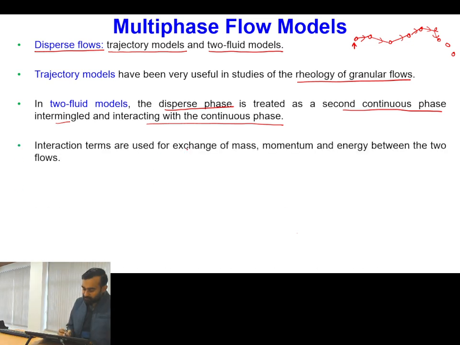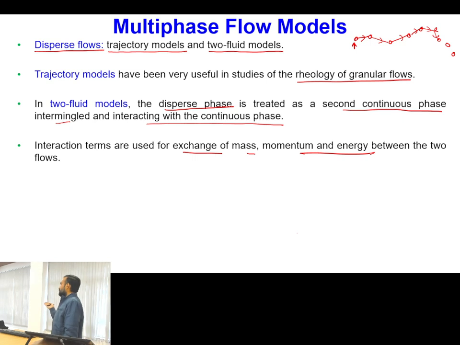So interaction terms are used for exchanging mass, momentum and energy between the two flows. So I only added the source term in the momentum equation because I considered that our situation is adiabatic. There is no mass and energy exchange. But if we have mass and energy exchange, then we have to solve the energy equation as well, and we have to also write the mass exchange and the energy exchange terms.